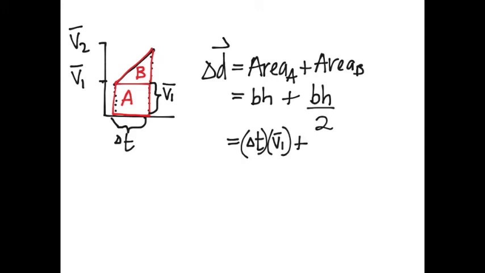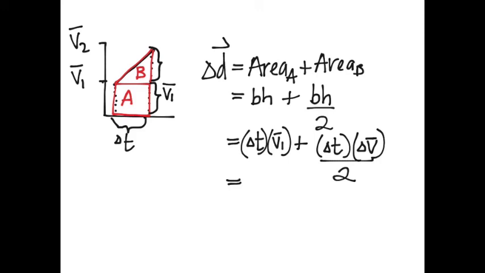Let's do the same for the triangle. The base of the triangle will be the same as the rectangle, and it's delta t. Now the tricky part is determining what this value is here for the height of the triangle. Now the triangle doesn't start at the bottom or at the x-axis. It starts at v1 and goes to v2. So the value for the height of this triangle would be v2 minus v1. And we can write v2 minus v1 as delta v. Divide this by 2, and that is our equation for a triangle.